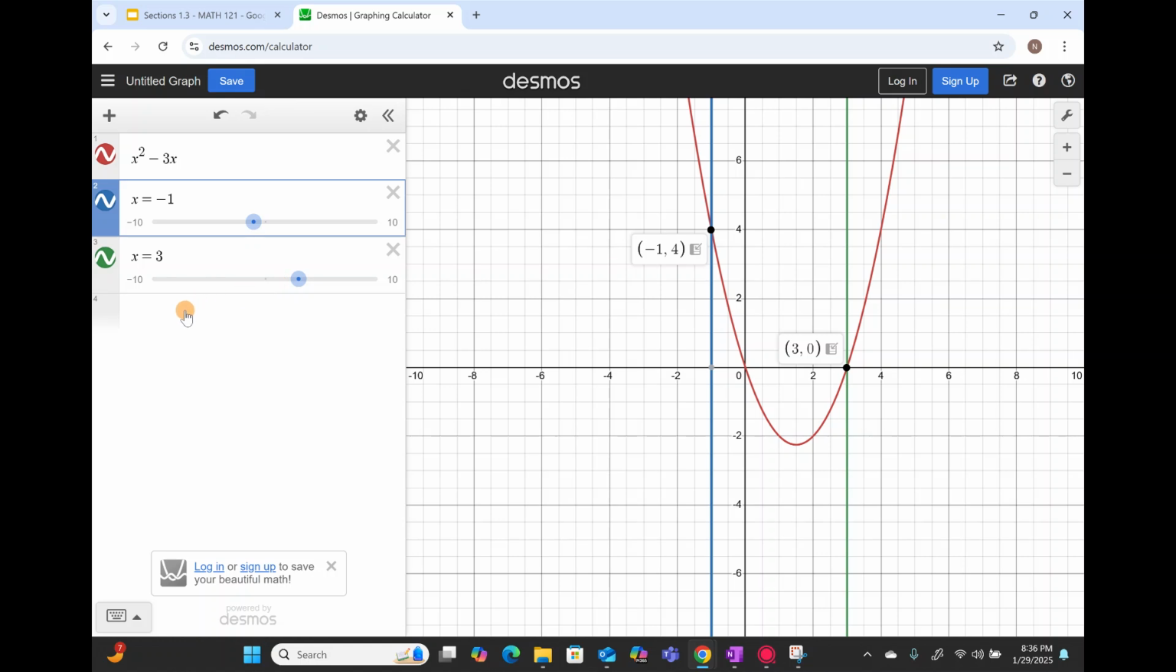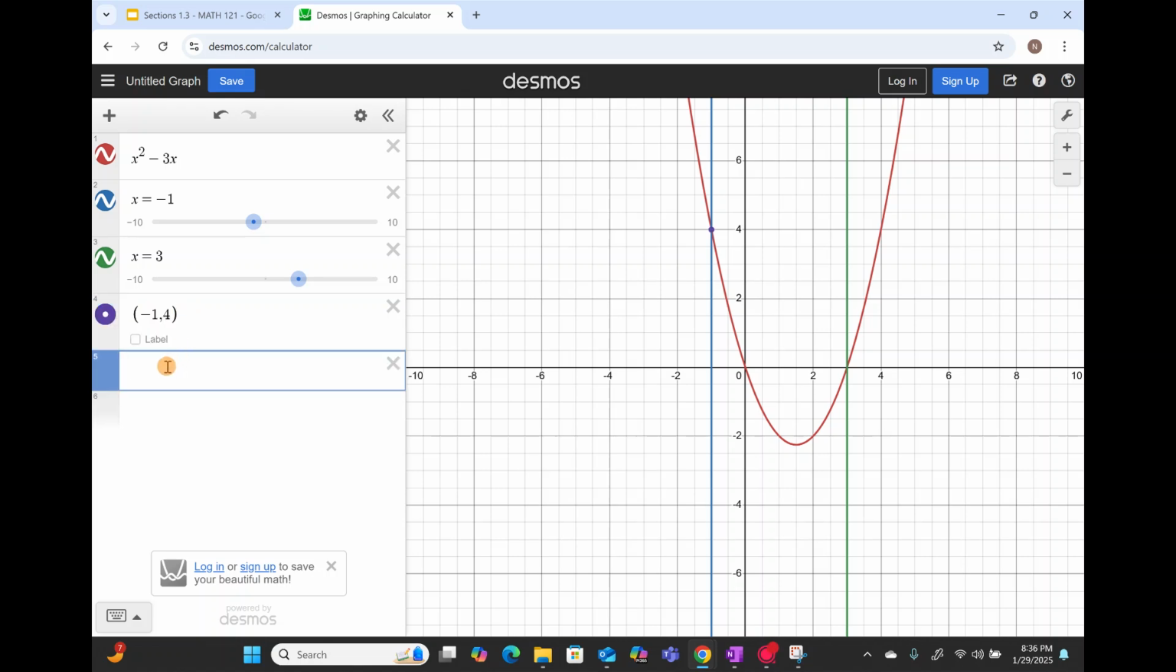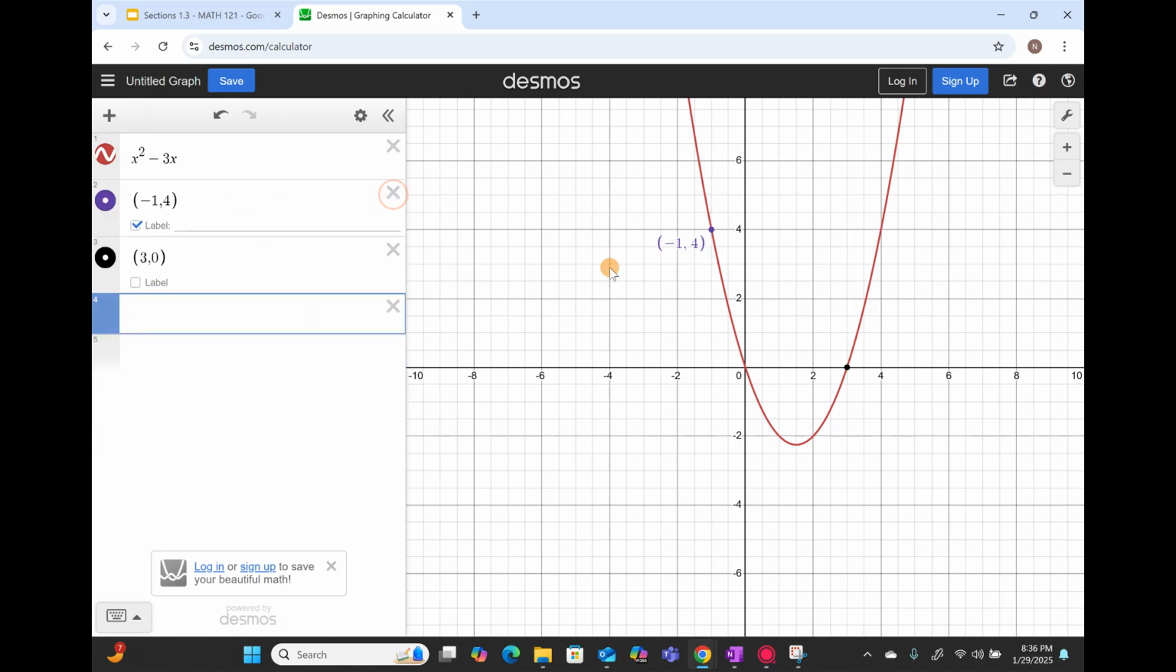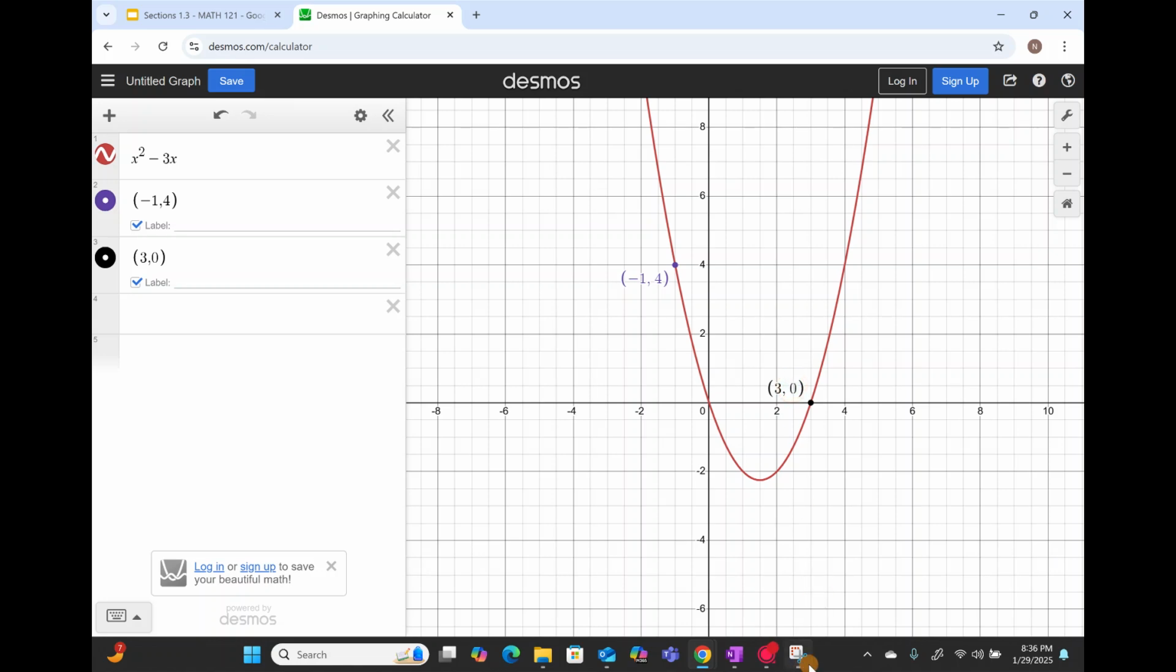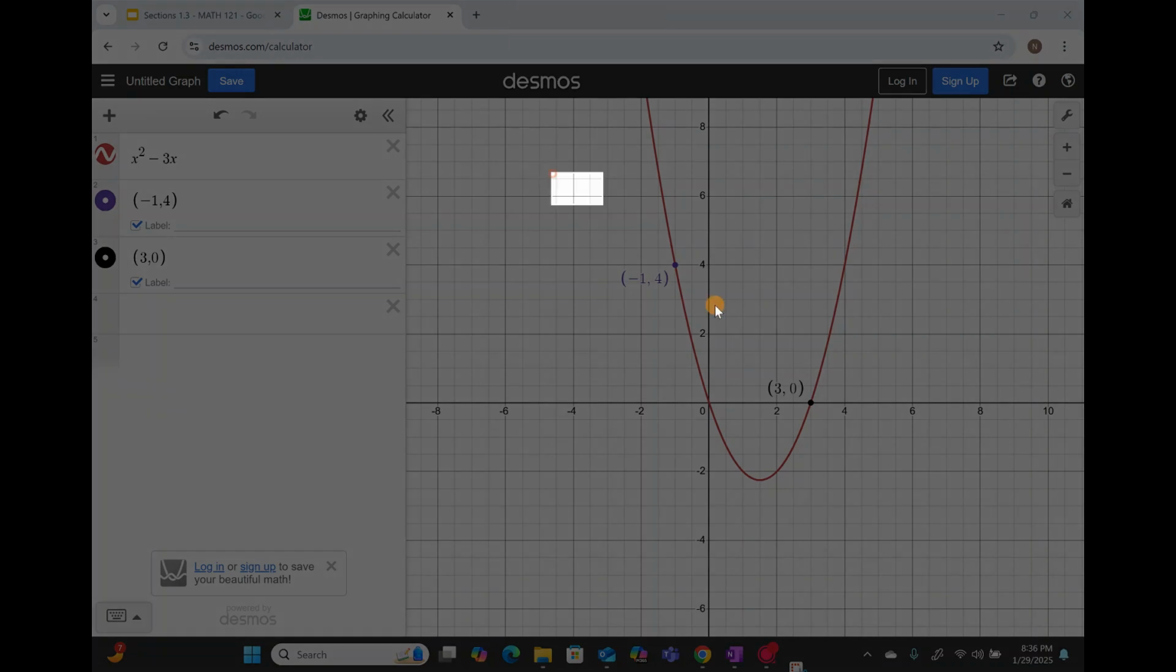So here are my 2 points. And in fact, I'm just going to label these 2 points. Negative 1 comma 4. And let's label it. And the other one was 3 comma 0, I believe. All right, we'll actually get rid of these. Those just help me find those points. Now what I'm going to do, I'm going to copy and paste this so we can draw on this a little bit. So give me 1 second while I do that.